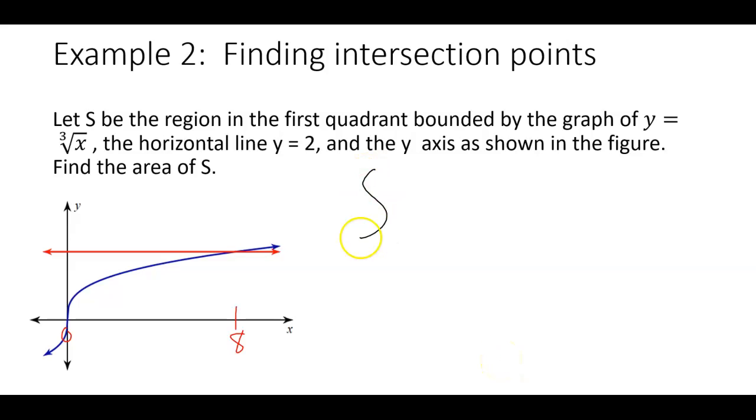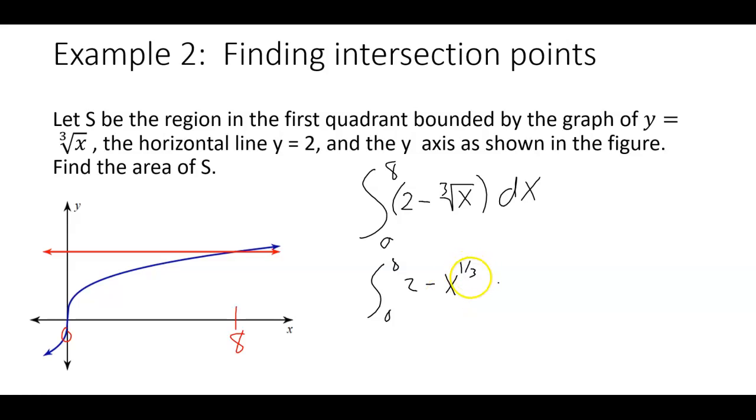So I'm going to be integrating this from 0 to 8, and we want to do the top function, which is the red line, and that's y equals 2, minus the bottom function, which is y equals the cube root of x. So we're just going to put cube root of x there. And we integrate with respect to x. Now, before we begin, you might want to recall that if you ever want to integrate a radical function, you need to change it to a power of 1/3 in this case, because it's a cube root.